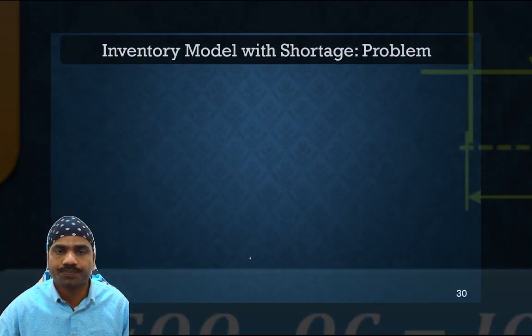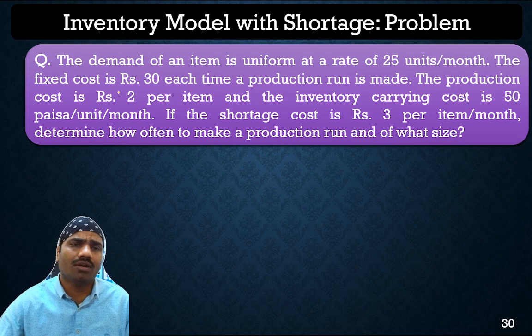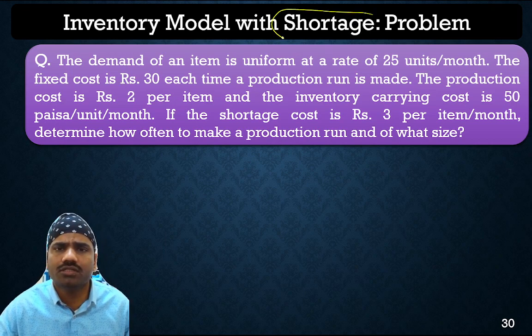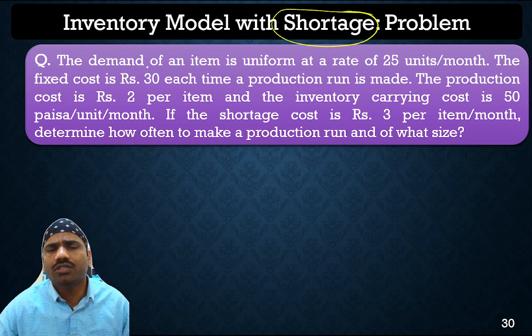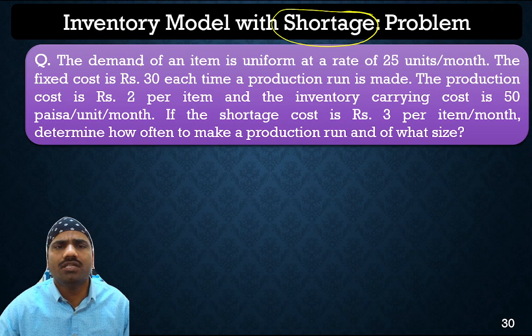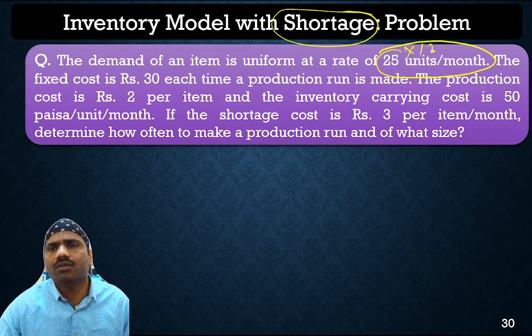Now we will discuss one problem which is based on the shortage model. So in the inventory model with shortage, we will discuss this particular problem. In this problem, there is a demand for an item, and that demand is 25 units per month. If you multiply by 12, then you have the annual demand.